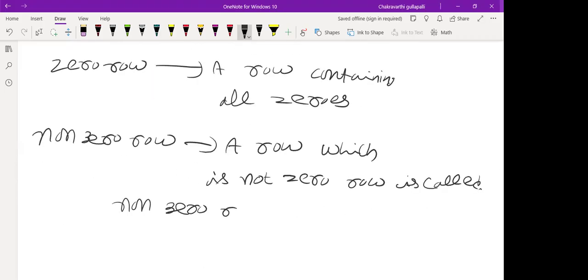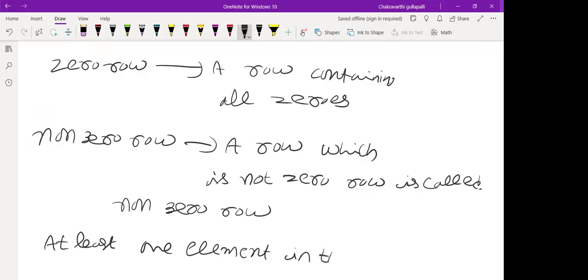A zero row means everything is zero. A non-zero row means not all zeros. That means at least one element in that row is non-zero.